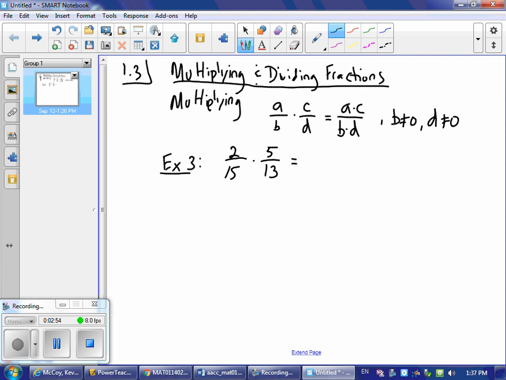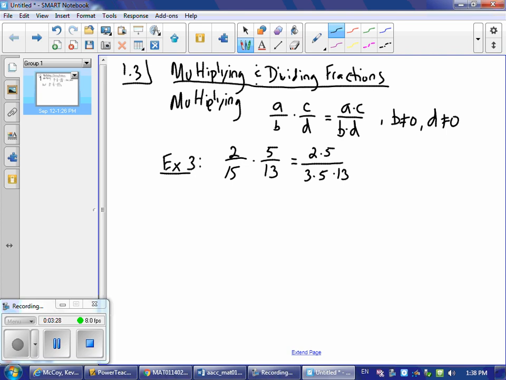And we're going to use the idea that we did before of the prime factorization. What I'm going to do, instead of actually multiplying the 2 times the 5 and getting the product, I'm just going to write it as 2 times 5. That's my numerator. The denominator has 15 times 13. 13 is already a prime number, so I can't prime factor it. But 15 can be prime factored. If you guys remember that, that would be 3 times 5, both of which are prime factors.